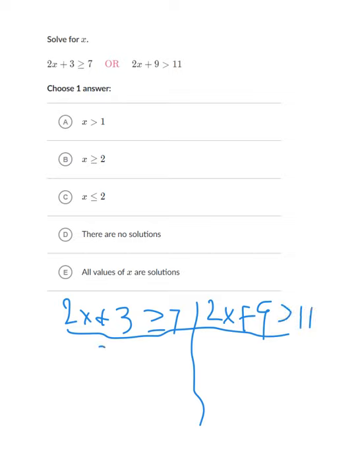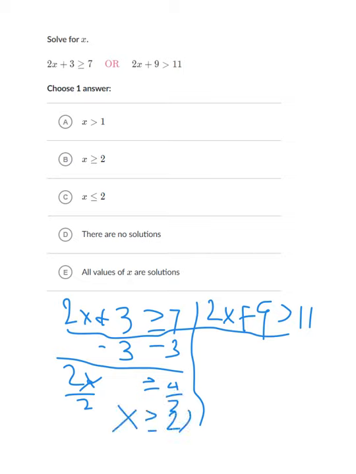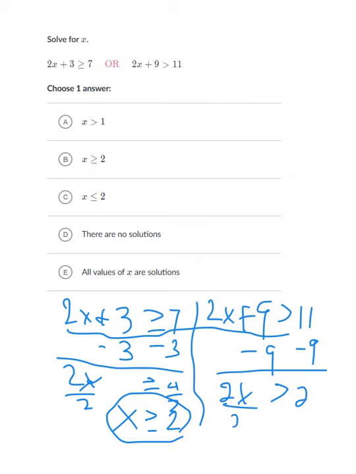So let's solve the one on the left first. So minus 3, 2x is greater than or equal to 4. Divide by 2, divide by 2. X is greater than or equal to 2. On the right-hand side, we're going to minus 9. We get 2x is greater than 2. Divide by 2. And I get x is greater than 1.